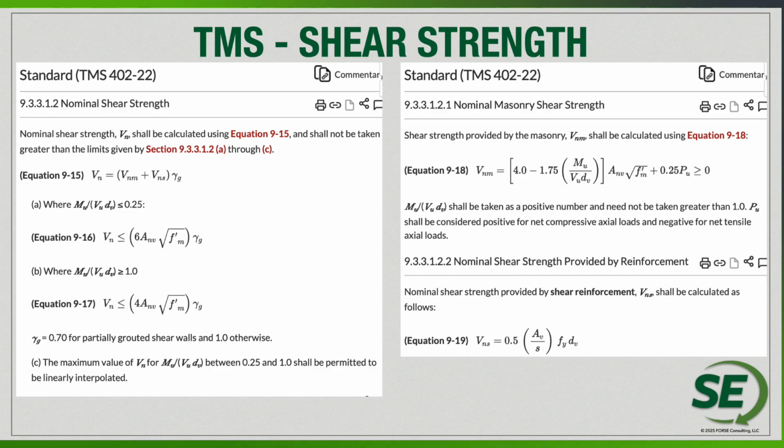So here you can see equation 9-16 is going to be the shear capacity of 6 times the overall net area times the square root of the masonry strength, f'm, times the gamma g. That's going to be our value, and then that's going to drop down once the moment divided by shear times the length goes above 1.0. We know that we can interpolate between those different values, and so then we can certainly determine the overall capacity. And then you can see also that gamma g is going to be equal to 0.7 for partially grouted walls and 1 otherwise.